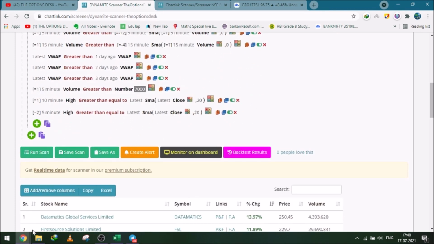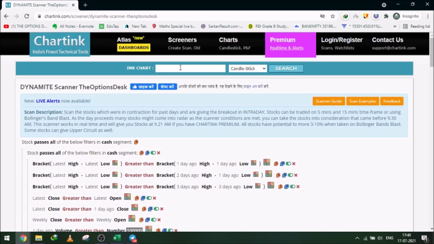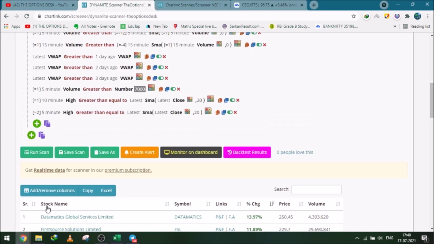Now, what you have to do is open your ChartInk Premium account. If you do not have it, log in and then copy the scan here. And please do not forget there's one orange tab here. Just click the love scan, because the more you love the scan, the more people will trust it, and it will also benefit more people. This way we can get the stocks anywhere in the whole intraday from around 9:30 till 3:30, which stocks are going to get blasted, and then we can take the trades accordingly.